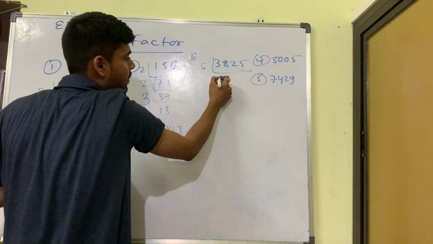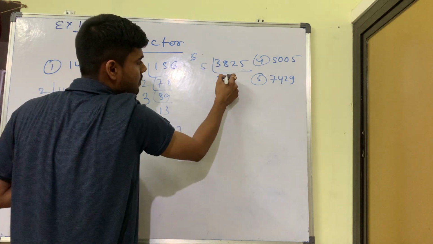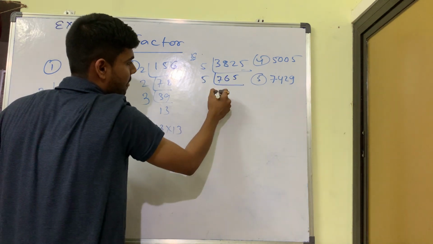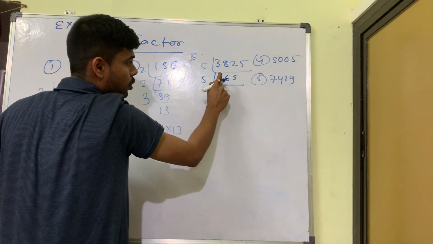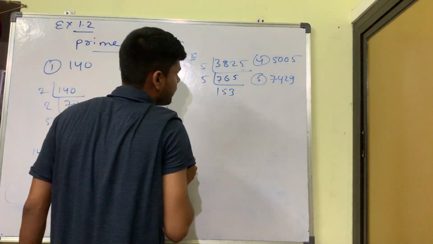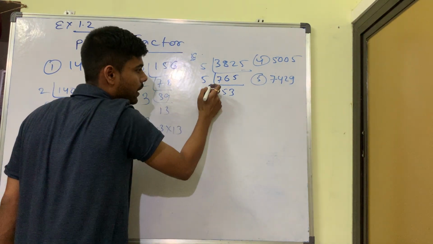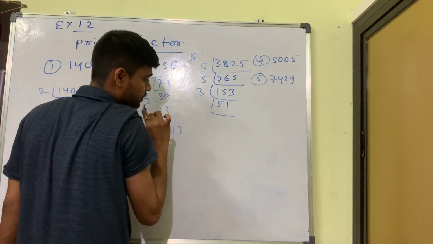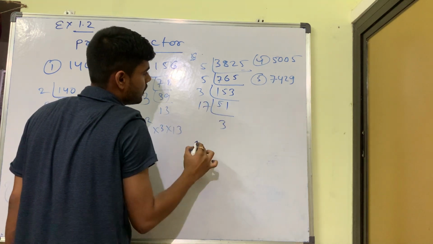So 7 5 is 35. 3 2 7 6 is 30 and 5 7 6 5 again 5 1 2 6 5 1 3 153. Next, see 153 in which number 5 3 8 1 9 3 5 1. Next, 73. So what is the answer?